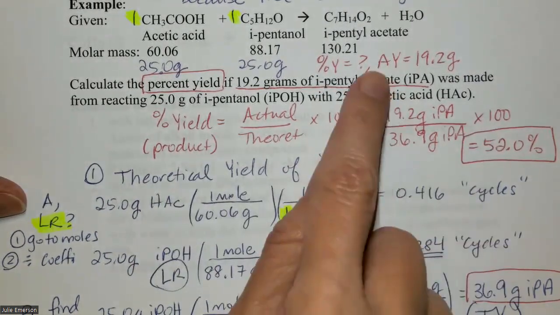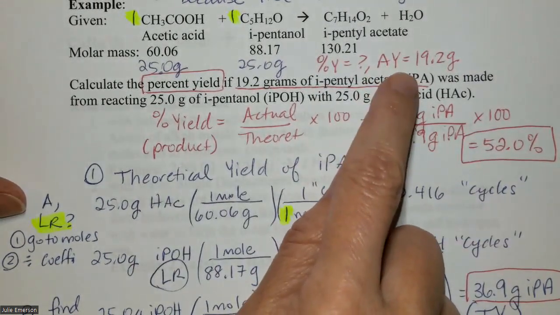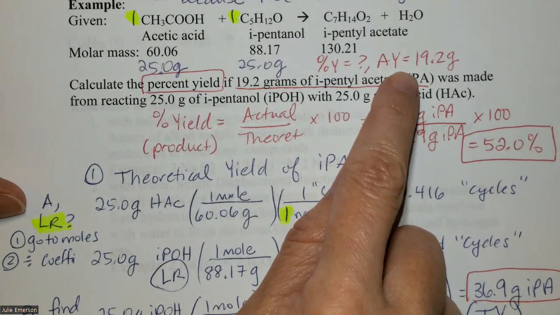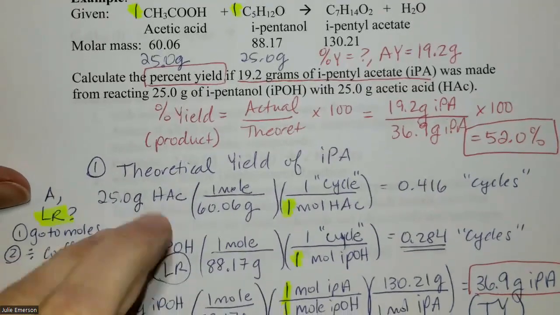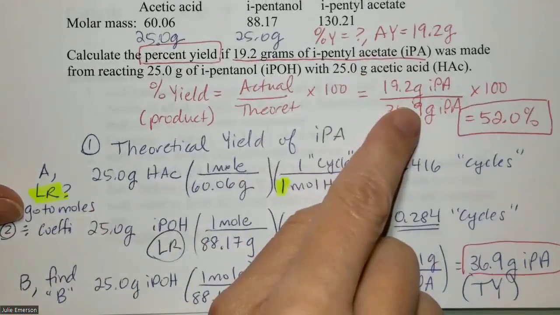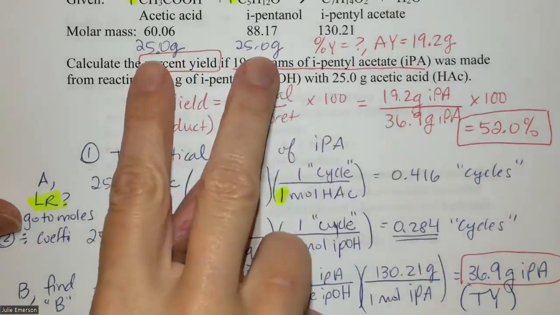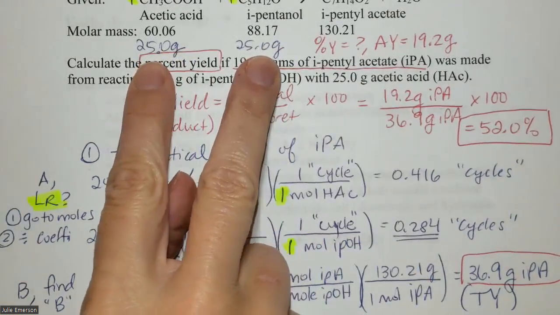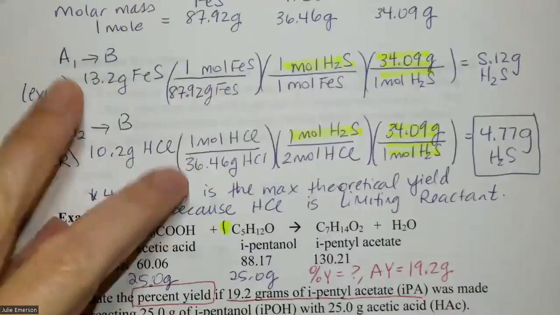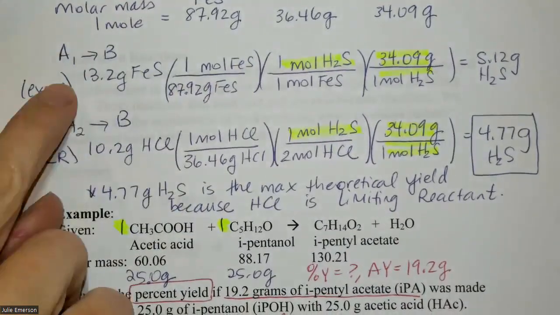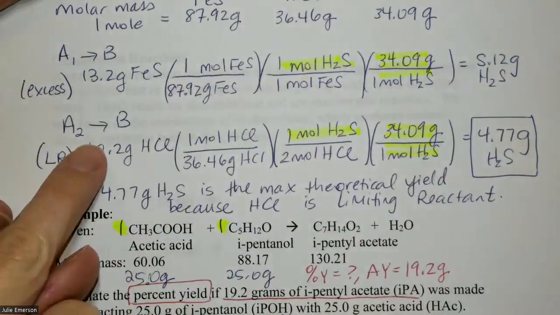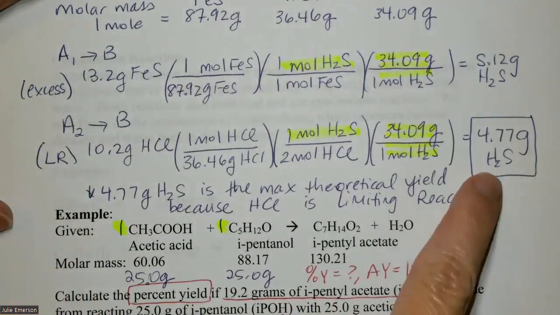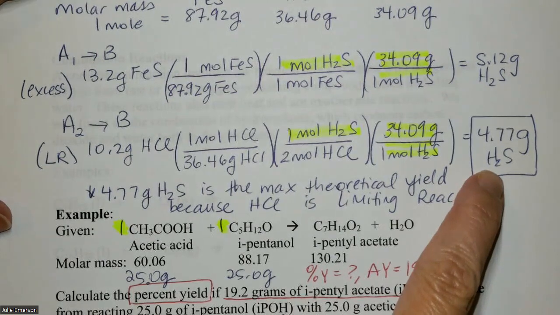Now, this also tells me that this is my B. This is what I'm looking for, because if I knew how much I actually got, I need to then calculate what I should have gotten. So to find the theoretical yield, when you have a limiting reactant problem, you could definitely do this the way we did the previous example: 25 grams of acetic acid, convert to mass of isopentyl acetate; 25 grams of isopentanol, convert it to mass of isopentyl acetate, circle the smaller.